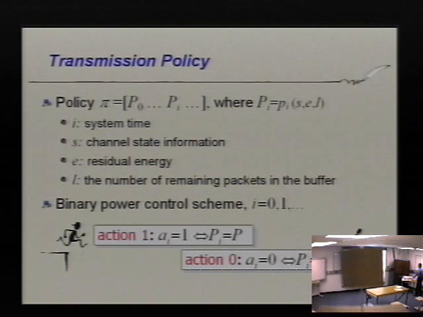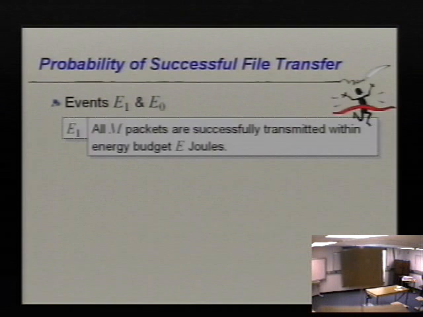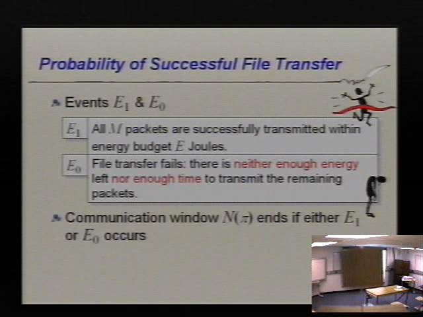Then we can define two events here. E1 denotes the event that all the packets are correctly transferred within the energy budget, and E0 denotes the event that some packets have not been correctly transferred when the communication is terminated.